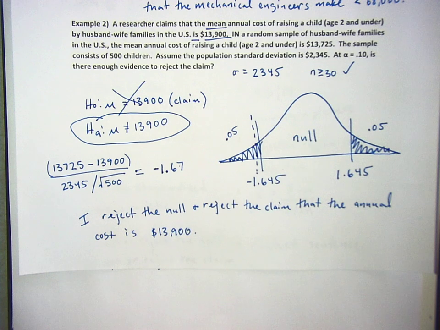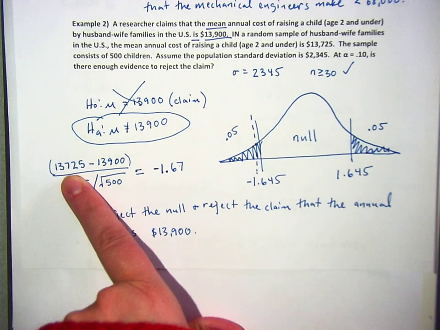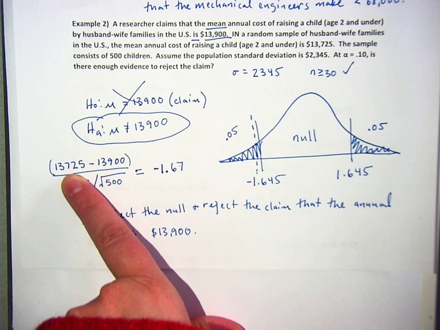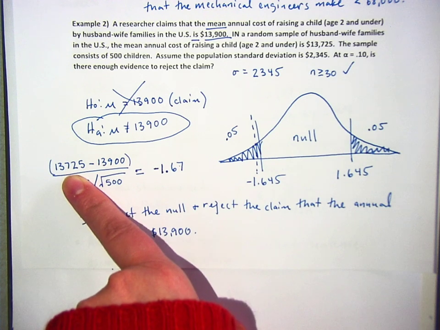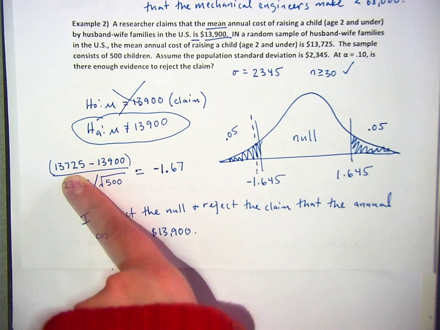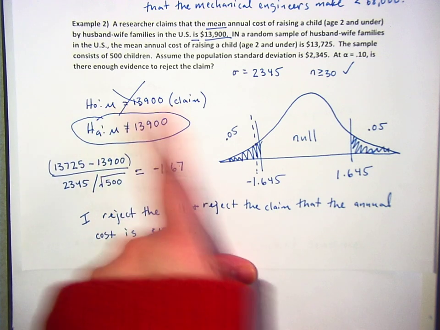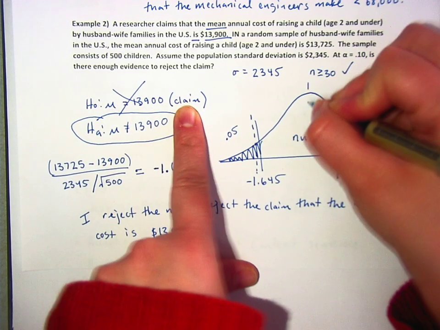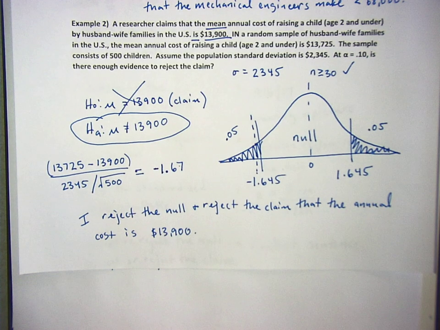Now, did I reject it because it wasn't exactly 13,900? Yes. No. If it was 13,899, would it have passed? The null would have, the claim wouldn't. No, the null and the claim are the same thing in this case. So here's 0, right? It wasn't close enough to 13,900.